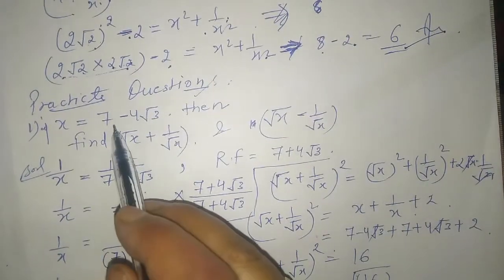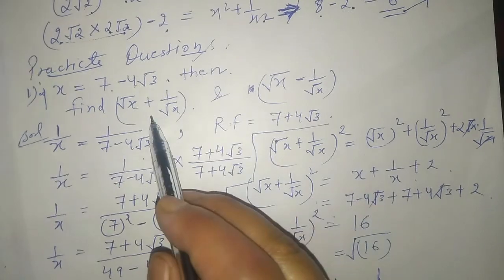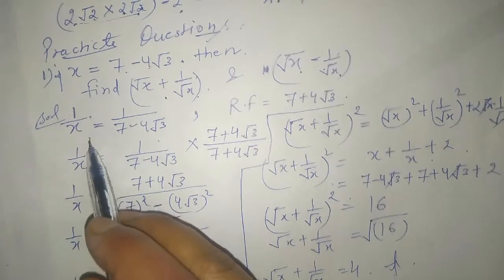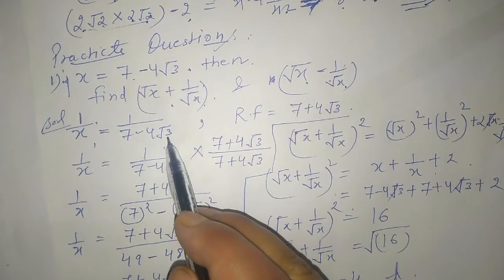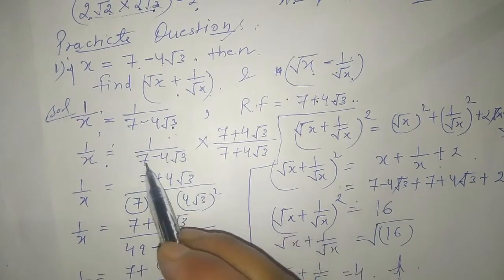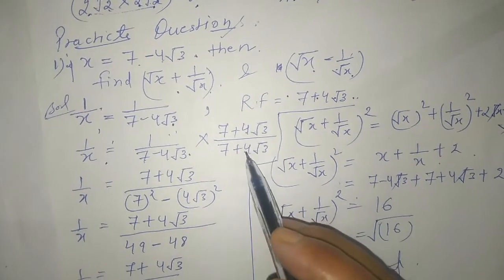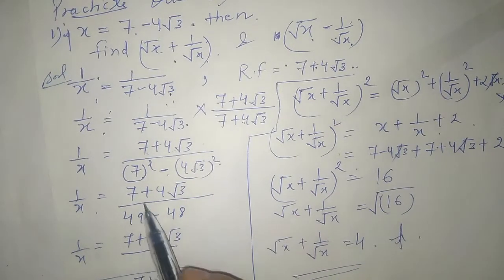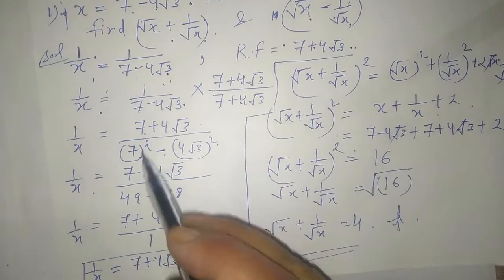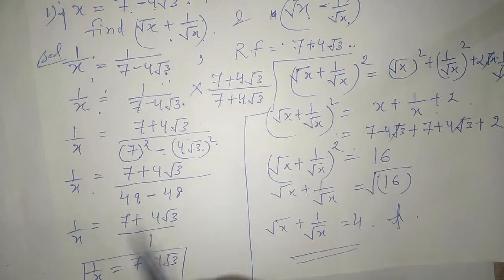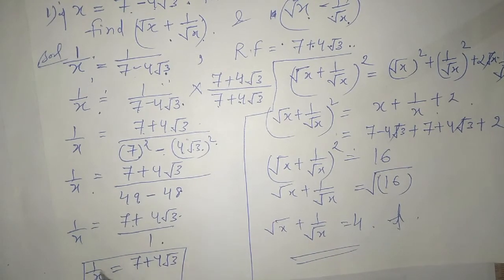Similarly, we have x = 7 − 4√3. Then find the value of √x + 1/√x and √x − 1/√x. So here we will find 1/x, which is 1/(7 − 4√3). The rationalizing factor is 7 + 4√3. We multiply here, and the denominator is 7² − (4√3)². 7 squared is 49, and this becomes 16 times 3, that is 48. So 1/x is (7 + 4√3)/1, equals 7 + 4√3.